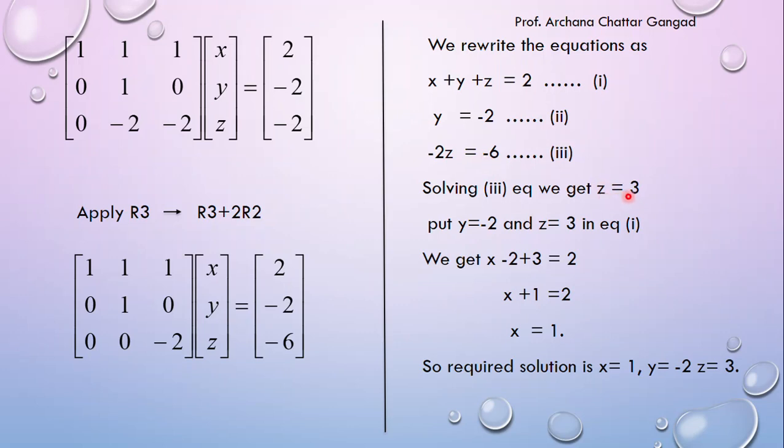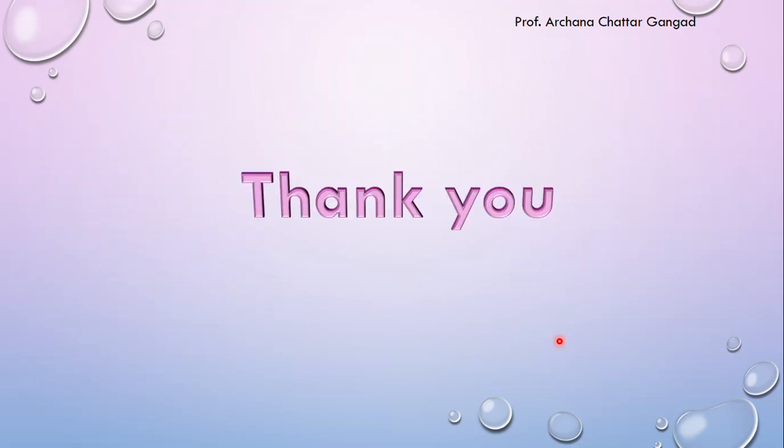Substitute this value in the first equation. We have the value of y is equal to minus 2 and z is equal to 3 in the first equation. We get the value of x is equal to 1. So this is our required solution. I hope you understand. The value of x is 1, y is minus 2 and z is 3. So this is about the reduction method.